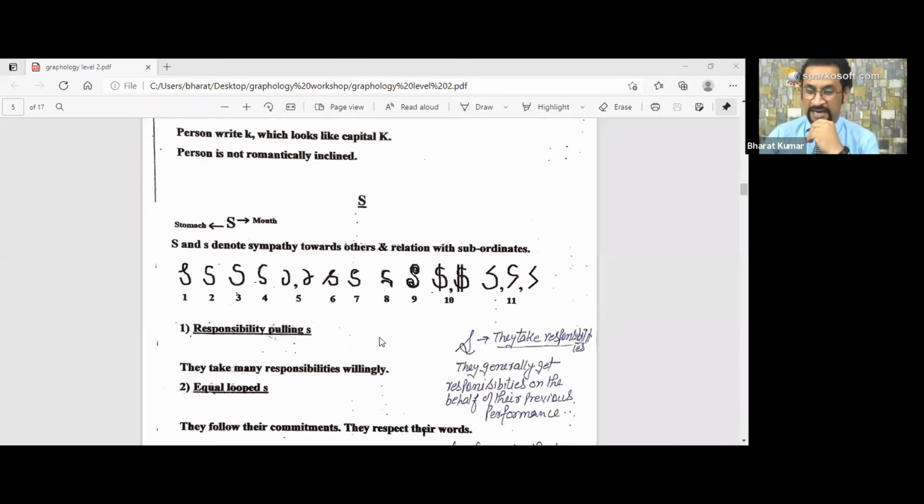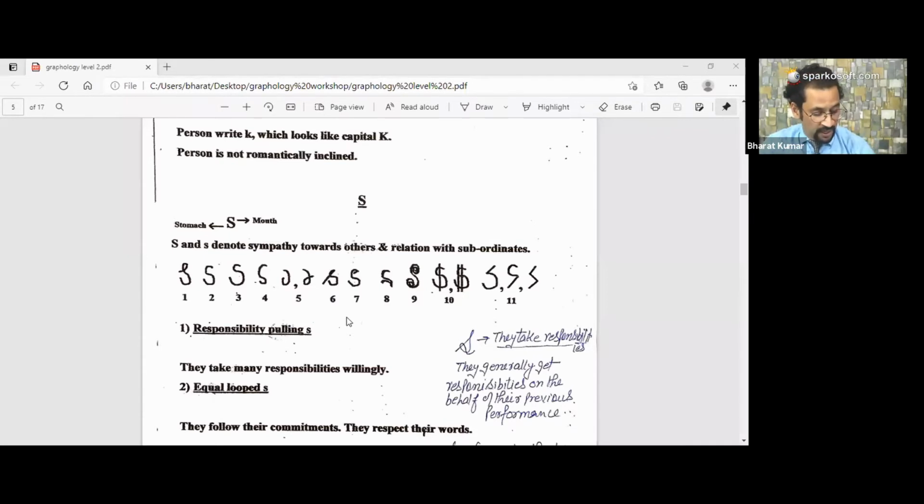Second type of S, equal loop, meaning how will you say? First one is having closed mouth, but open stomach. They want to grab many things. So meaning, how can you relate first S? They are having tendency of learning. They are good learner actually. So first type of people are good learner. Second type are balanced. They follow their commitment. They respect their work as well as others' work.